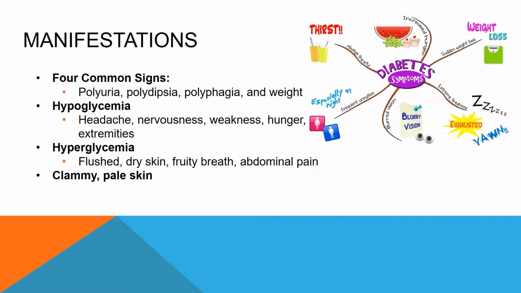Four common signs of GDM are polyuria, polydipsia, polyphagia, and weight loss. Other expected findings in a woman with GDM include hypoglycemia, nervousness, headache, weakness, hunger, blurred vision, tingling of the mouth or extremities, hyperglycemia, flushed dry skin, fruity breath, abdominal pain, polyuria, polydipsia, polyphagia, and clammy pale skin.